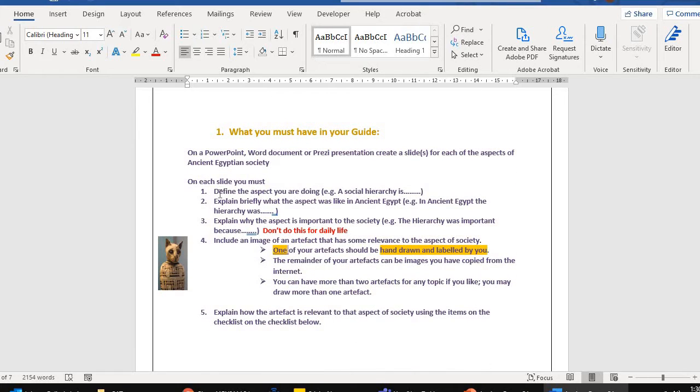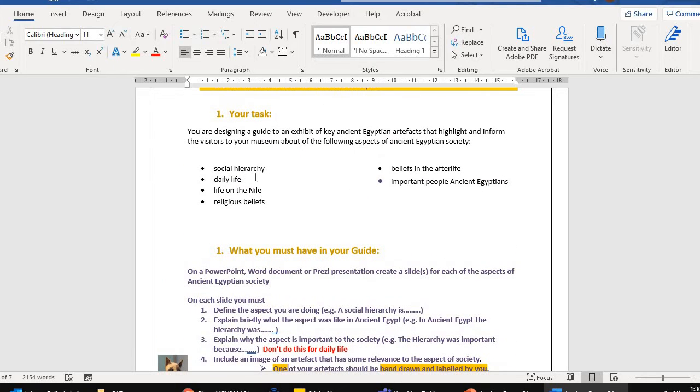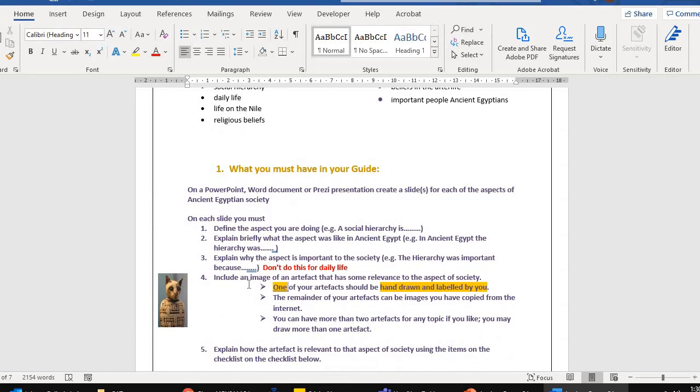And on each slide, you must define the aspect that you are doing, so a social hierarchy is. Explain briefly what the aspect was like in ancient Egypt. So, for example, in ancient Egypt, the hierarchy was. So essentially, you're adding more detail. You might explain why the aspect is important to the society. So, why is the ancient Egyptian social hierarchy important? But you don't need to do that for the daily life.